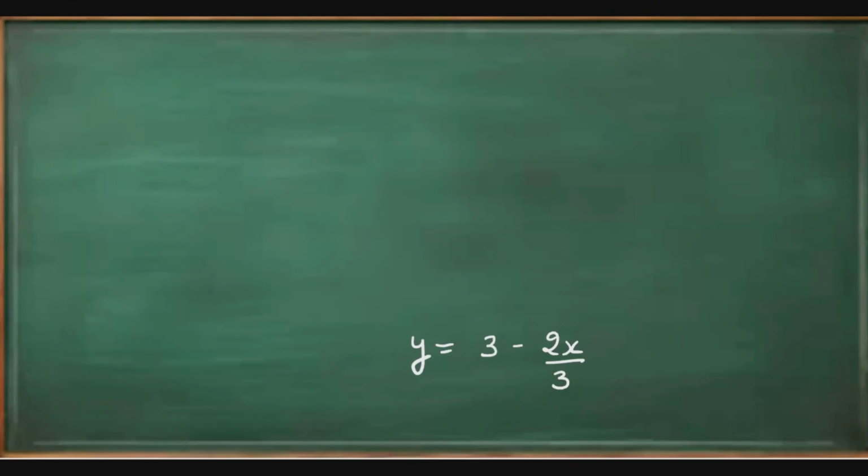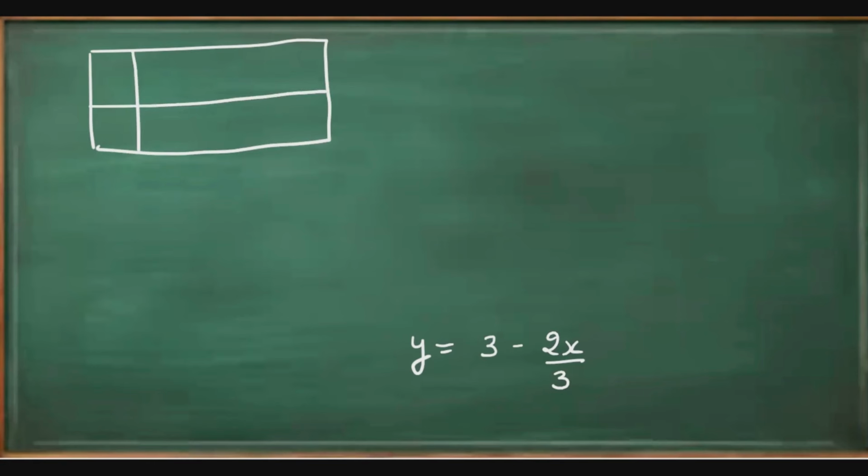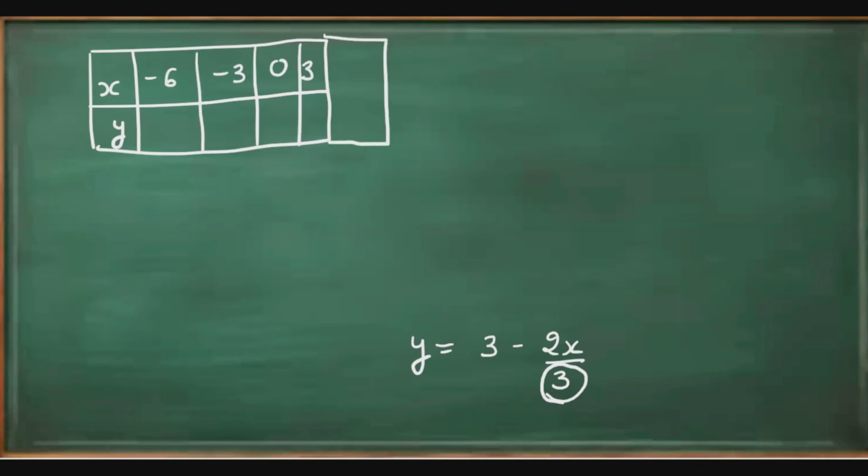Now we have to consider the values of x which should be the multiple of 3 because if you will see the equation, we have 3 in the denominator place. So whatever the values of x I have to consider here, that should be the multiple of 3. So I'll take negative 6, negative 3, 0, 3 and 6. Always try to take 2 negative values and 2 positive values if you are drawing a graph for linear equation.